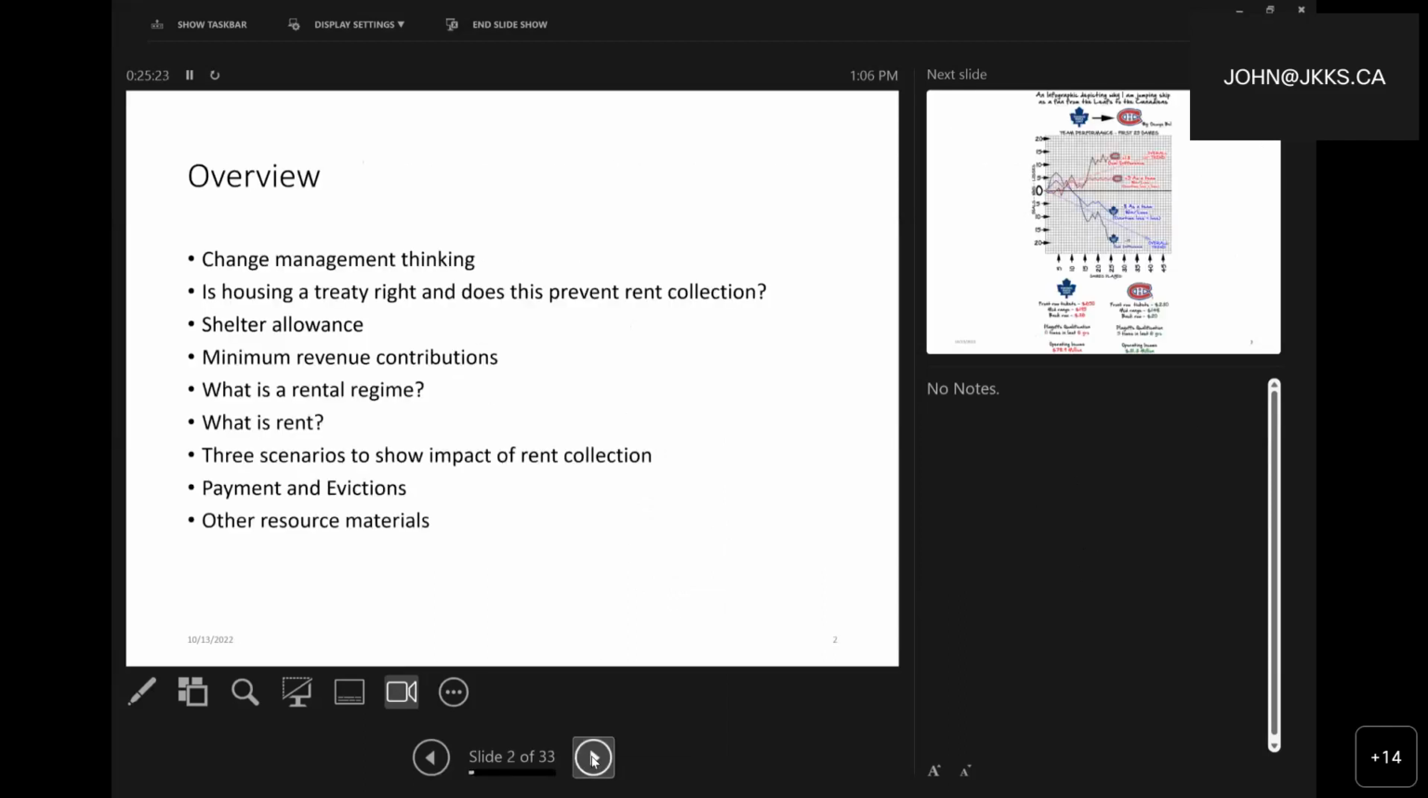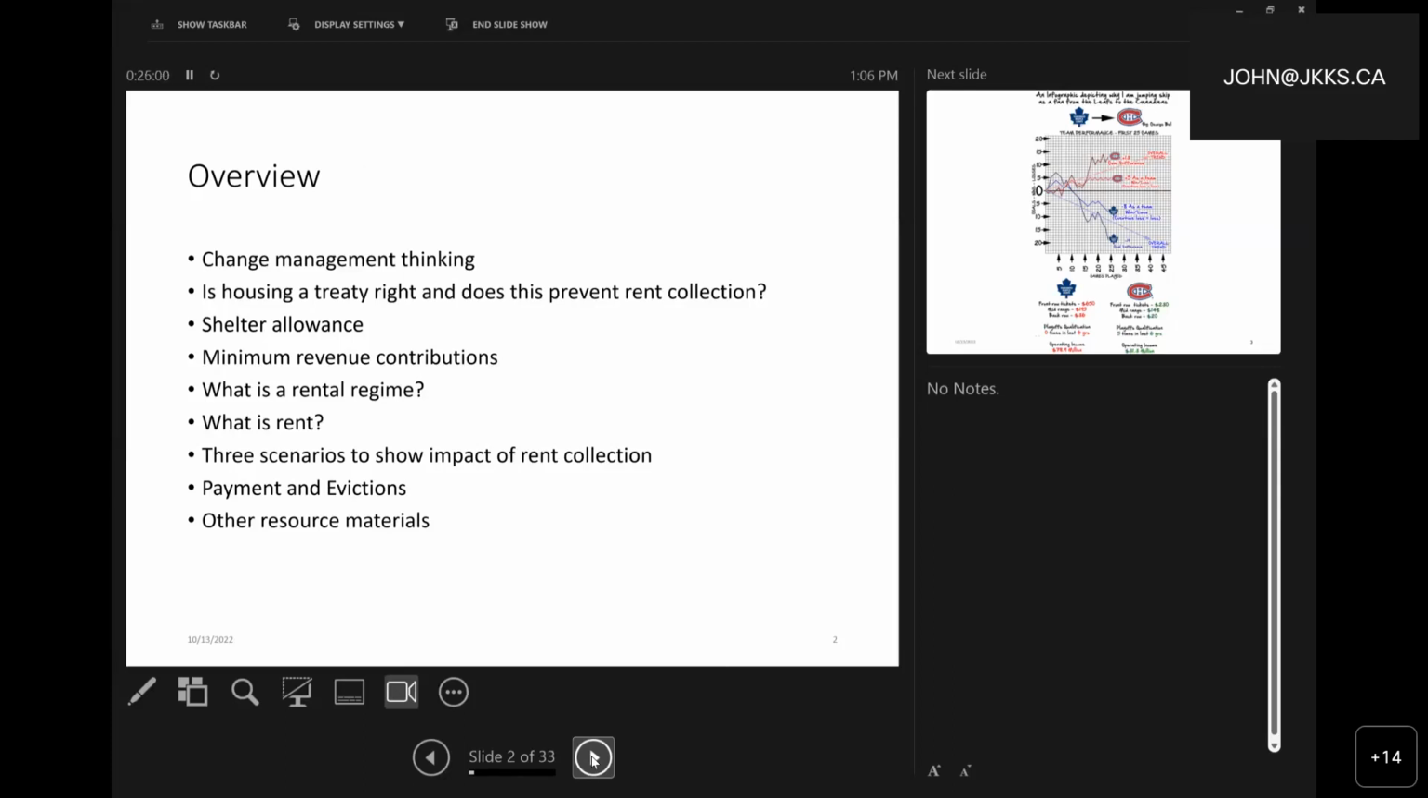There we go. So today I want to focus a little bit on how we move towards rental regimes. I want to talk about a change to management thinking. How do we move from the status quo? Since my involvement in housing, which I would say is the late 1990s, this topic has always been front and center. How do we charge rent? How do we collect rent? How do we do all this stuff, right? So how do we change the thinking?